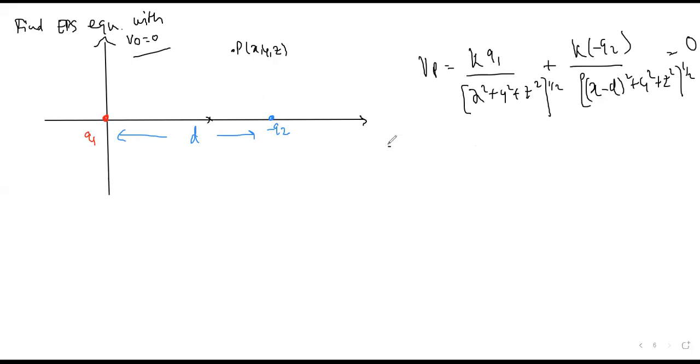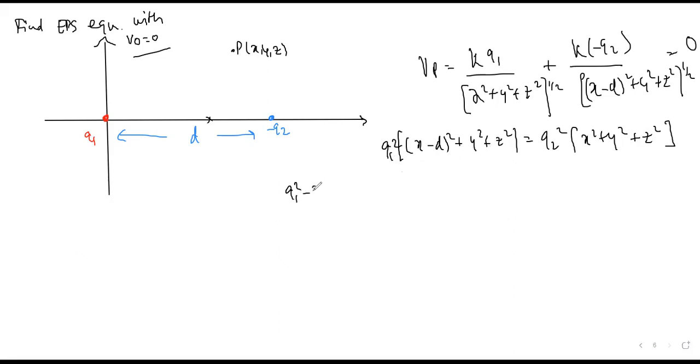I'll get q1 squared into (x minus d) squared plus y squared plus z squared, and that equals q2 squared into x squared plus y squared plus z squared. Okay, and I can further simplify this. How does it come? x squared plus y squared plus z squared into q2 squared minus q1 squared, like that. Yes, we can take x squared, y squared, z squared common, with q1 squared minus q2 squared.